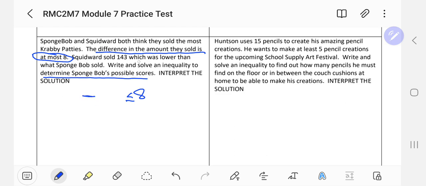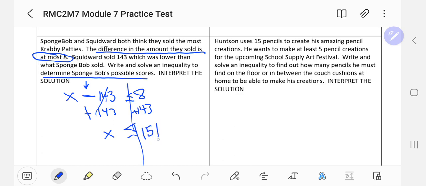And it said Squidward sold 143, which was lower. So we're going to say 143 goes here. And how much did SpongeBob sell? We don't know, X. So the difference between them is no more than 8, or at most 8. All right, so now we can solve it. X minus 143 is less than or equal to 8, and if we add 143, that gets us 151.